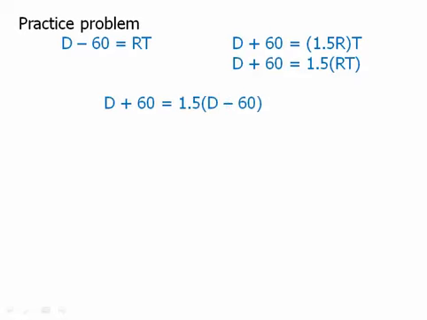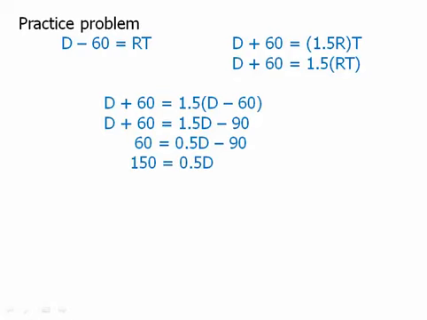So D plus 60 equals 1.5, and for RT, I'm subbing in D minus 60. We'll now multiply by 1.5. Of course, 60 times 1.5 is 90. Subtract D from both sides, I get 0.5 times 60 equals 0.5D minus 90. Add 90 to both sides. Multiply both sides by 2. D equals 300.